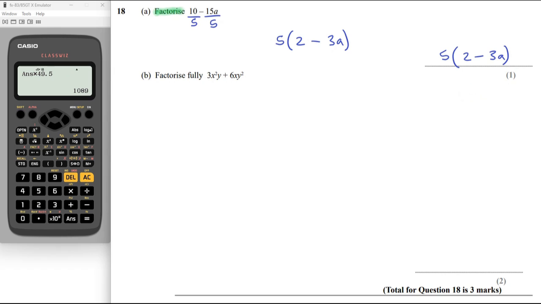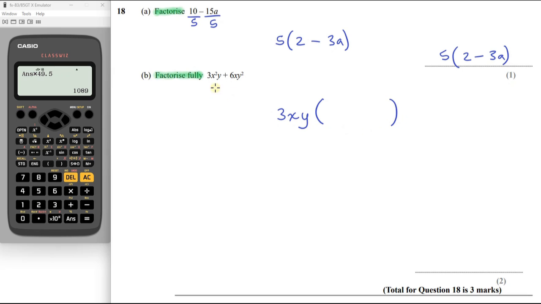Let's look at part B. Factorize fully, so we need to make sure we fully factorize this. Very similar to the previous question. What is the highest common factor of these two terms? Thinking about the numbers first, the highest common factor of 3 and 6 is 3. The highest common factor of x squared and x is x, and of y and y squared is y. So we're going to factor out a 3xy.